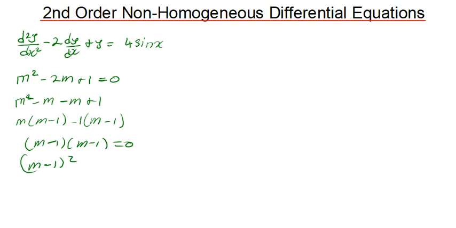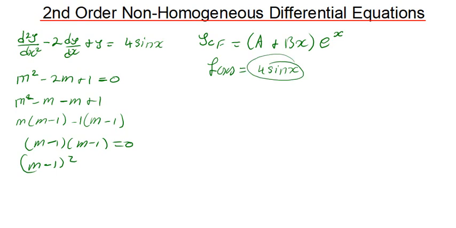So your m1 and your m2 are equal to each other, meaning your complementary function here is going to be equal to (a plus bx) e to the power of m x. Our m is positive 1, which is just going to be x there. Then what about our f of x? Our f of x is equal to 4 sine x, and this does not appear in the complementary function.